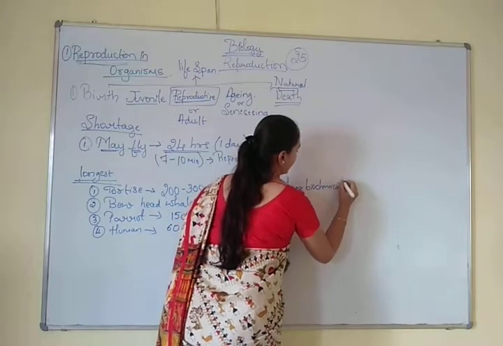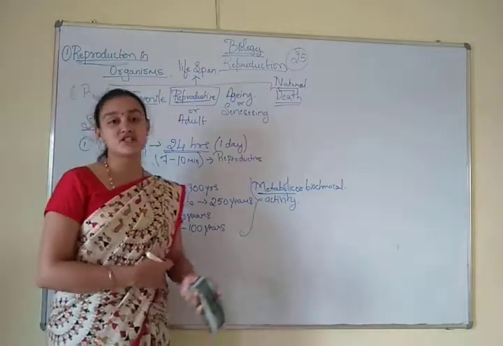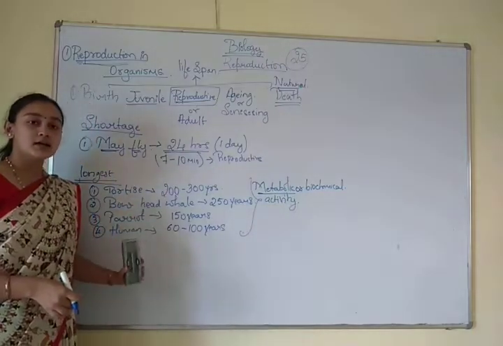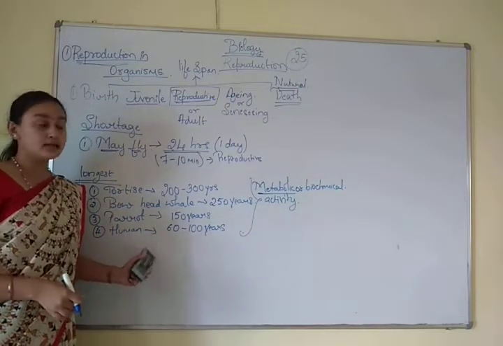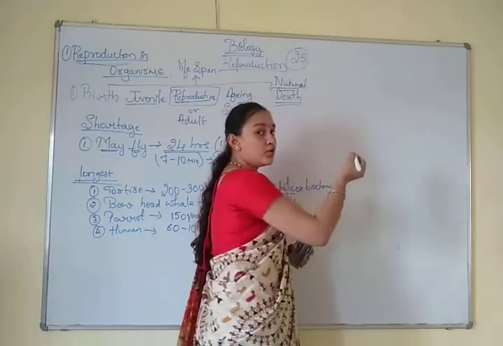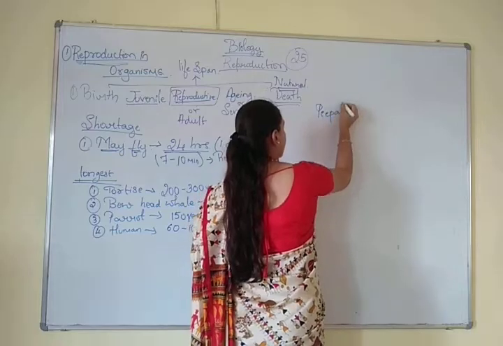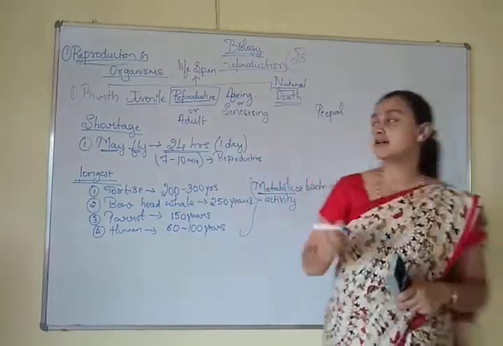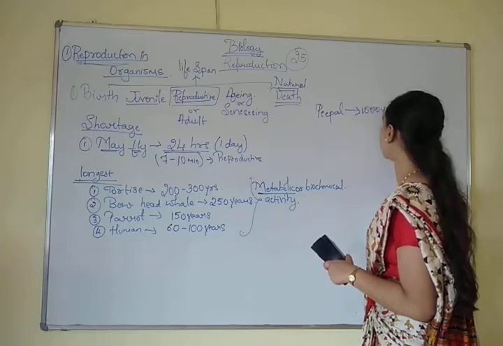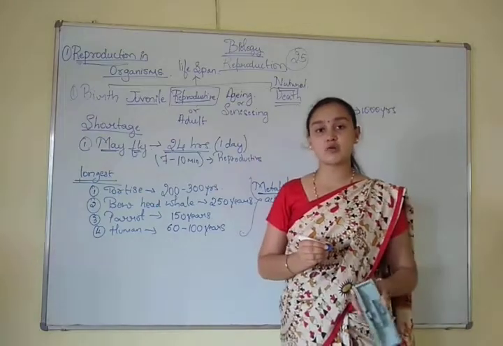Okay, through metabolic or biochemical activity, our lifespan is considered. So this is the longest lifespan in animals, whereas if we take plants, it is known for the peepal tree. It has a lifespan of around 1000 years.